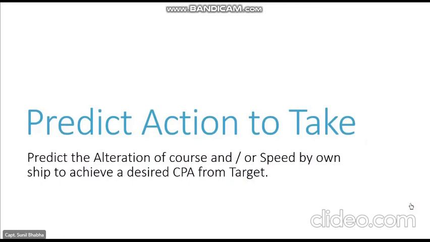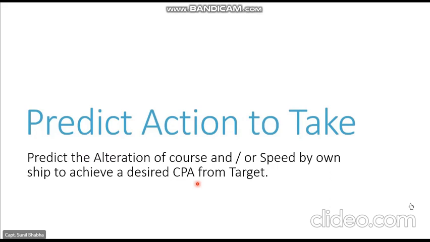Having understood the basic plotting technique, we are now in a position to progress to our next plotting method, that is, predict the action to take by own ship. So we have to basically predict the action to take. Action could be alteration of course and alteration of speed by own ship to achieve a desired CPA. Now this is what is practically required on board.